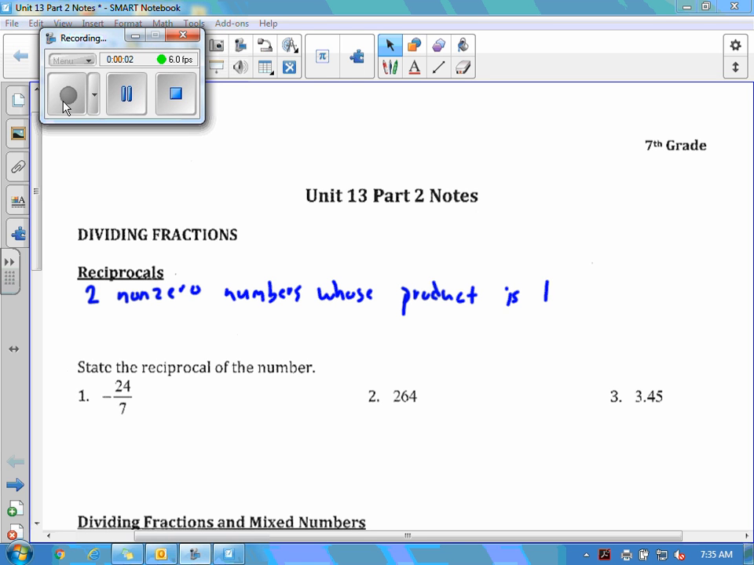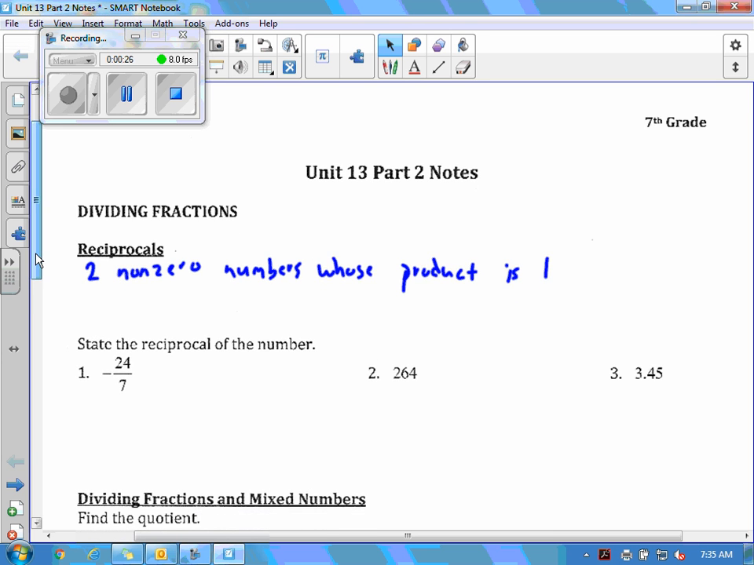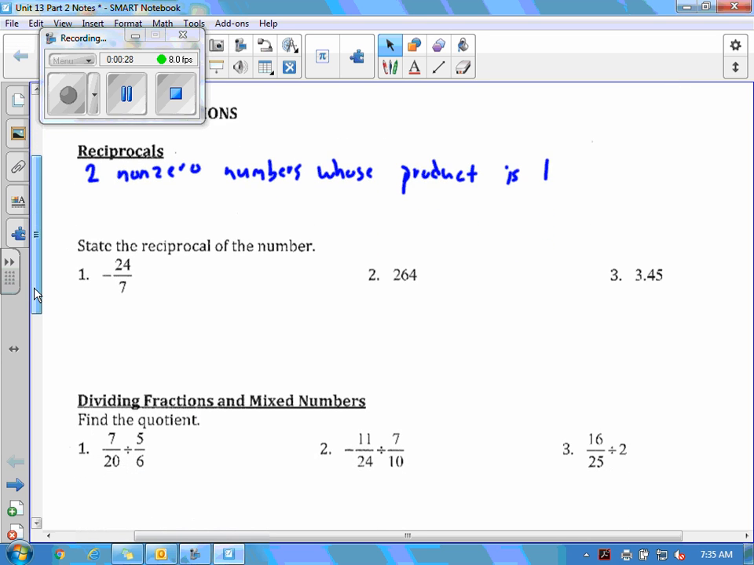All right, in Unit 13, Part 2, we're talking about dividing fractions. So again, the basics of this should be reviewed, but then we'll move on to simplifying expressions, which might be a little bit difficult. One thing to remember when we're dividing fractions, we need to multiply by the reciprocal. Reciprocals are two non-zero numbers whose product is 1. So before we can do anything, we need to practice writing reciprocals.